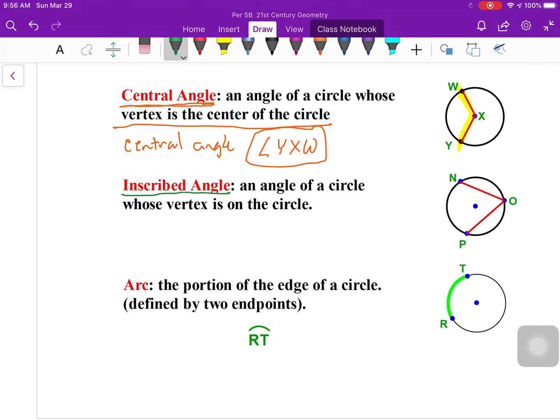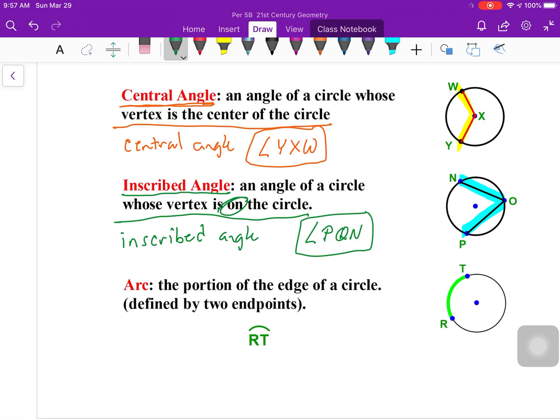An inscribed angle. An inscribed angle is an angle whose vertex is on the circle. So this would be an inscribed angle right here. If I name that inscribed angle, I would name it angle PQN. So central angles have their vertex at the center of the circle. Inscribed angles have their vertex on the circle itself.